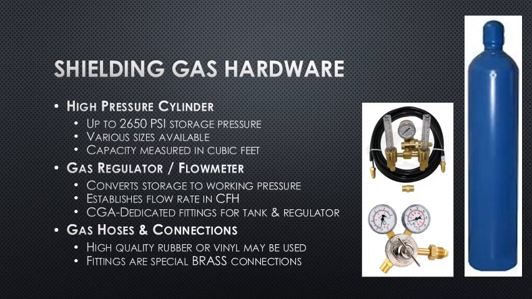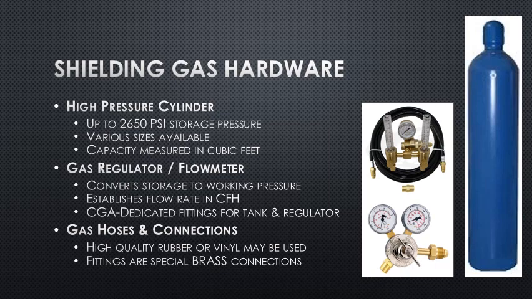And 15 to 30 cubic feet per hour tend to be very common for indoor TIG, and 25 to 50 cubic feet per hour tend to be more common for welding in drafts or welding outdoors. You also need gas hoses and connections that should be high quality rubber that are dedicated for inert gas handling, or vinyl can also be used.